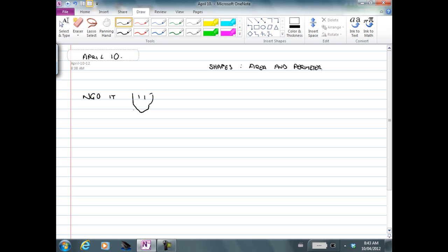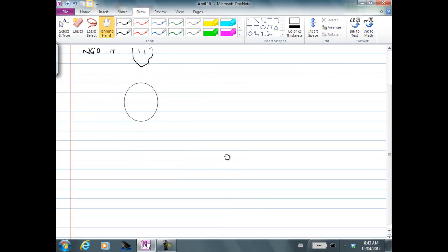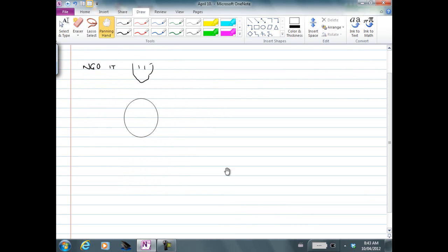Okay. Shapes. I'm going to start with the first shape that a lot of you will have trouble drawing. This is a circle. Okay. I want you to draw a circle. Back in elementary school, your teacher probably taught you the formula. I'm not sure if they did or not. But when you work with a circle, there's a few key things you need to know.